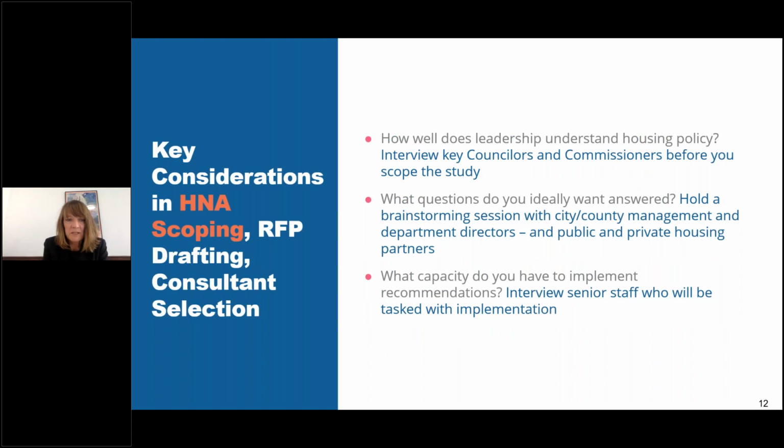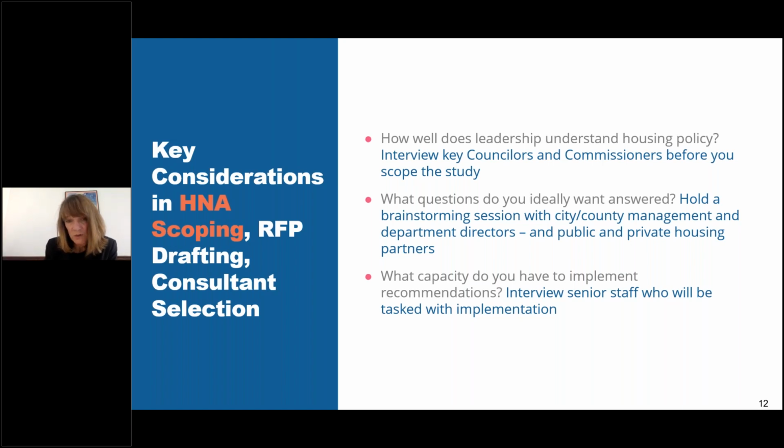I'm going to shift and talk a bit about scoping and RFP drafting. So we've had a couple clients who have done this, and I think I'm borrowing from their successes. I think it's really, really good to first understand how well does your leadership understand housing policy. If you have the opportunity to do one-on-ones with your counselors or commissioners before you scope the study, I would absolutely do that. That will tell you if they understand what housing is, what place they are starting in terms of this discussion.